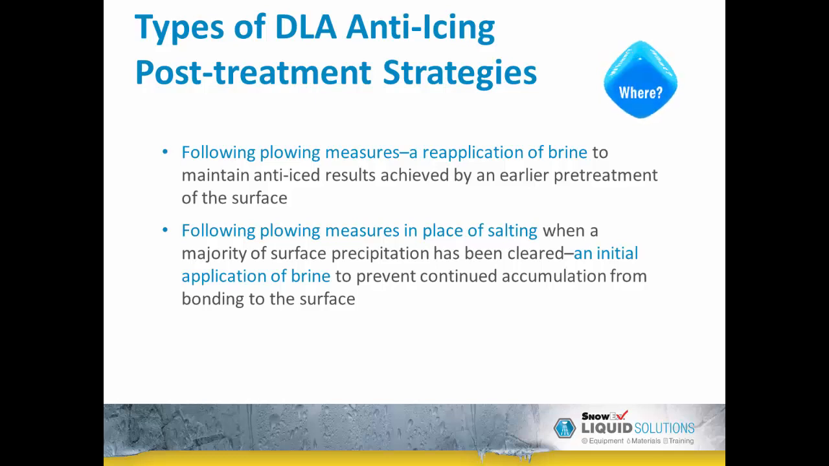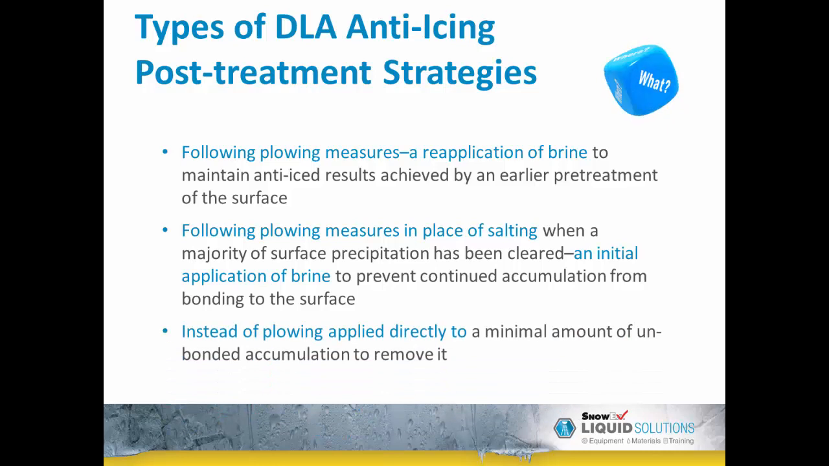The second is an initial application of brine, also executed in place of salting when plowing measures result in surface conditions that are predominantly clear of compacted accumulation. This is to further inhibit ice from bonding to the pavement. The third is the direct application of brine to the surface of a light accumulation of snow in place of plowing to remove a minimal amount of unbonded accumulation, typically less than an inch.